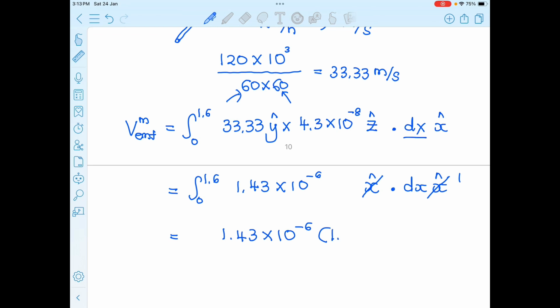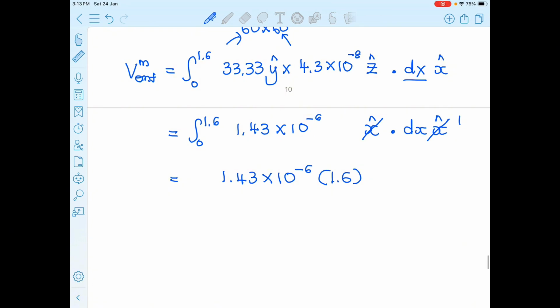1.6, huh? Okay, so the answer is equal to 2.29 times 10 to the power negative 6 volt.